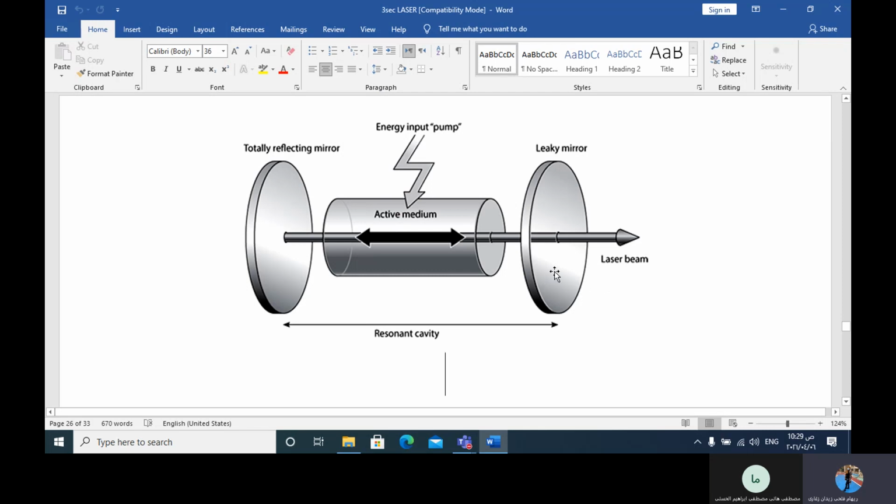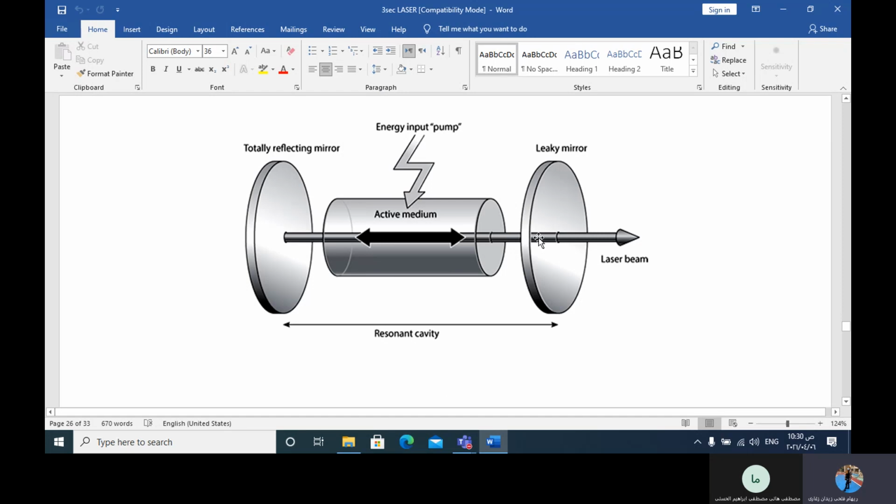The place between this mirror and that mirror is called the resonant cavity. It's called the resonant cavity because it causes multiple reflection. When you put the active medium between two mirrors, the photons will go in that direction and that direction. Can you see the arrow? The arrow is indicating two opposite directions. So photons come this way, hit the mirror and are reflected back, and then they hit the other mirror and are reflected back, and so on and so forth.